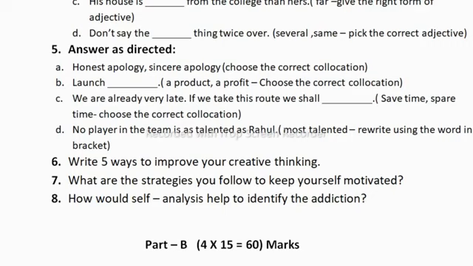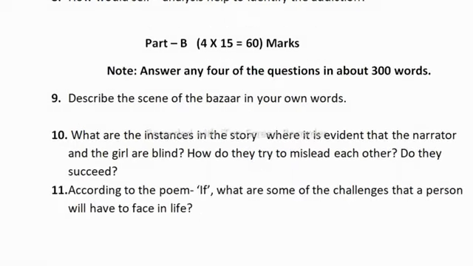Now let's see the next exercise, which is section B. Here I already told you students, you have to answer any four of the questions in about 300 words. So for each question you will get 15 marks. Now we'll discuss how you have to do these summaries. So students, since you have 8 summaries from unit 1 to unit 2, out of these 8 summaries you will get any 4 in your exam, means you will get all the 8, but you are supposed to do any 4 out of them. So how you have to do, first you have to write the intro of the poem.